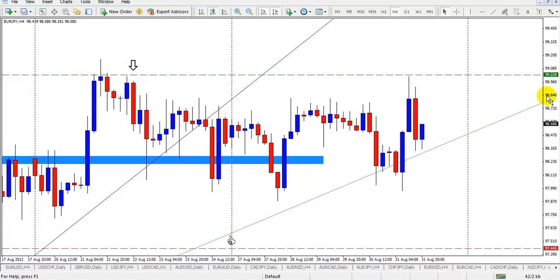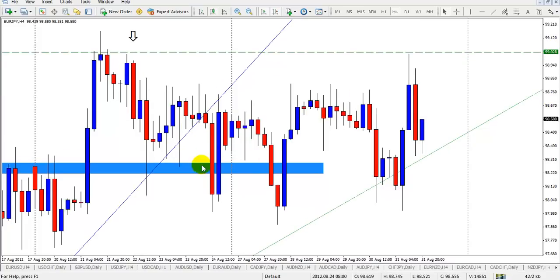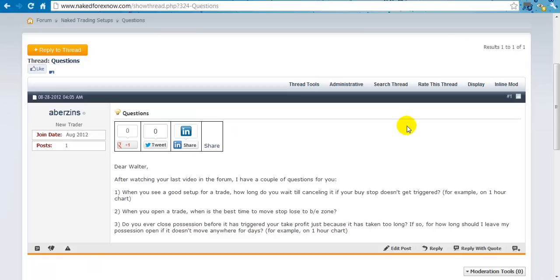So generally speaking, if it takes a long time and it doesn't really go anywhere, especially when it's not able to get through the first level of support and resistance, that's usually when I'll dump the trade. So I only wait about that long. If it repeatedly can't get through a level, then I'll close the trade.